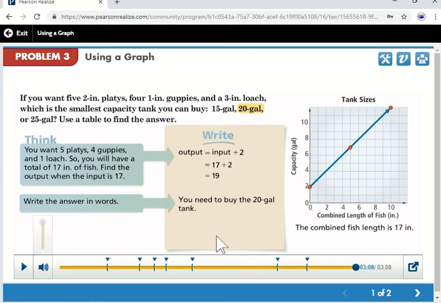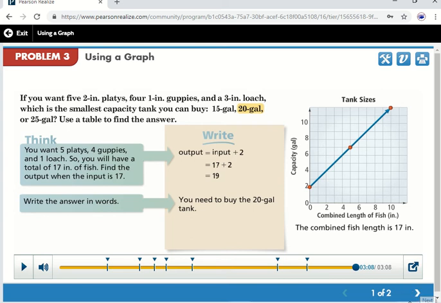Yeah, I guess you got to make sure you're ending this problem the right way. You got to think back to what the original question was. And so the final answer is not that you would need a 19-gallon tank. It's which one of these tanks would fit that, the smallest capacity tank you can buy. So yeah, the final answer is the 20-gallon tank up here.